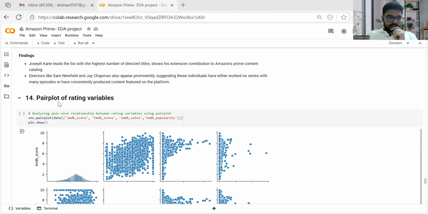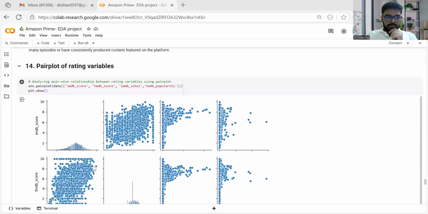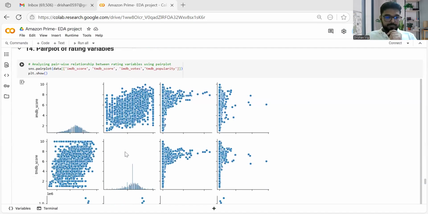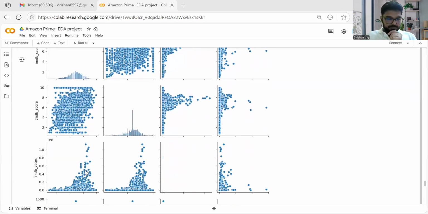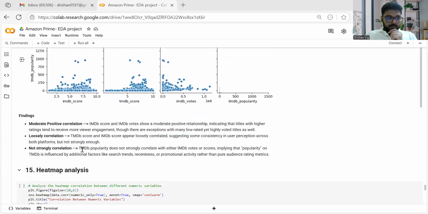Now it's time to do multivariate analysis. This is a pair plot of more than two variables. It basically analyzes the pairwise relationship between rating variables using a pair plot. The rating variables are IMDb score, TMDb score, IMDb votes, and TMDb popularity. These are the metrics, so we're going to plot this particular data in the form of a pair plot.